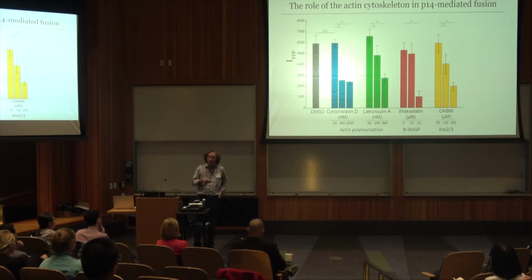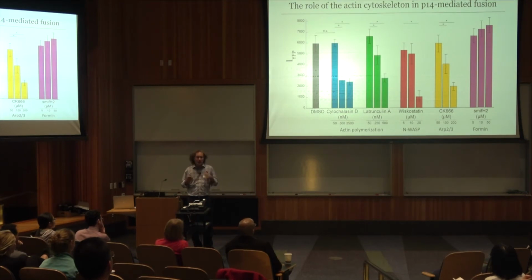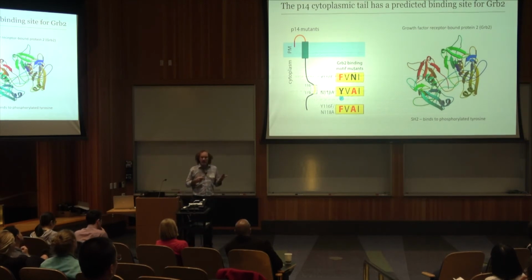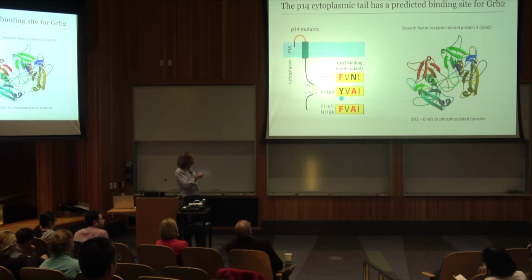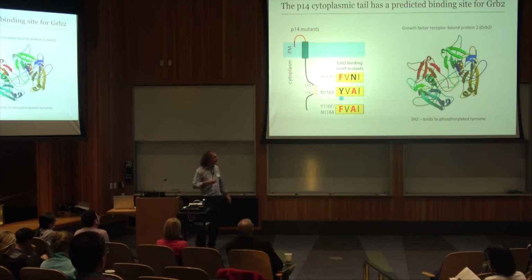CK-666, which targets Arp2/3, also disrupted fusion. So there's a branched actin network connection to this story, but there's not a formin connection. A drug that targets formins doesn't seem to have an influence on the ability to fuse. So to make a longer story short, Carmen then looked in detail at the cytoplasmic tail. What is it in the cytoplasmic tail that could be linking to the actin cytoskeleton? Using a linear motif prediction tool, she found that there was one little binding site potentially for an adapter protein called Grb2. Now Grb2 binds to a phosphorylated tyrosine through its SH2 domain and then has two SH3 domains that can interact with the actin cytoskeleton.